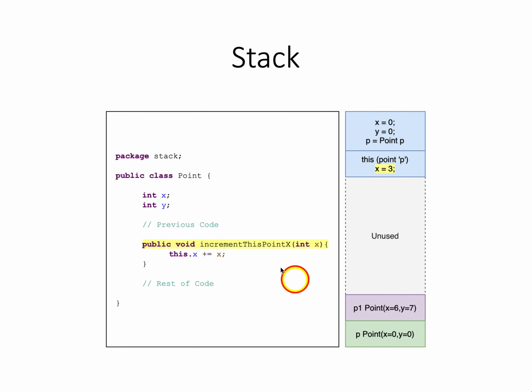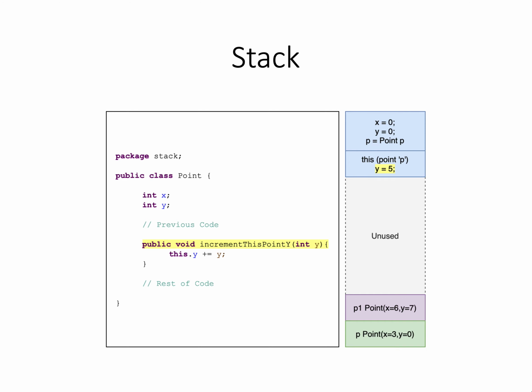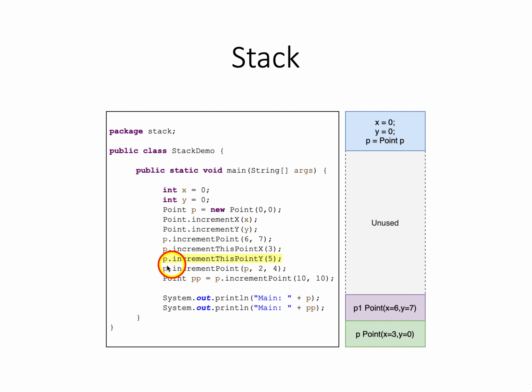We're able to now manipulate the object point right here using the this keyword, and that's what we do right there. X dot equals 3 now because of the 3 right here, and we'll do the same thing with y with the value 5. Again, it's non-static, so we're actually manipulating this point P here, and it has to be called by P dot. It cannot be called by point dot increment this point y.